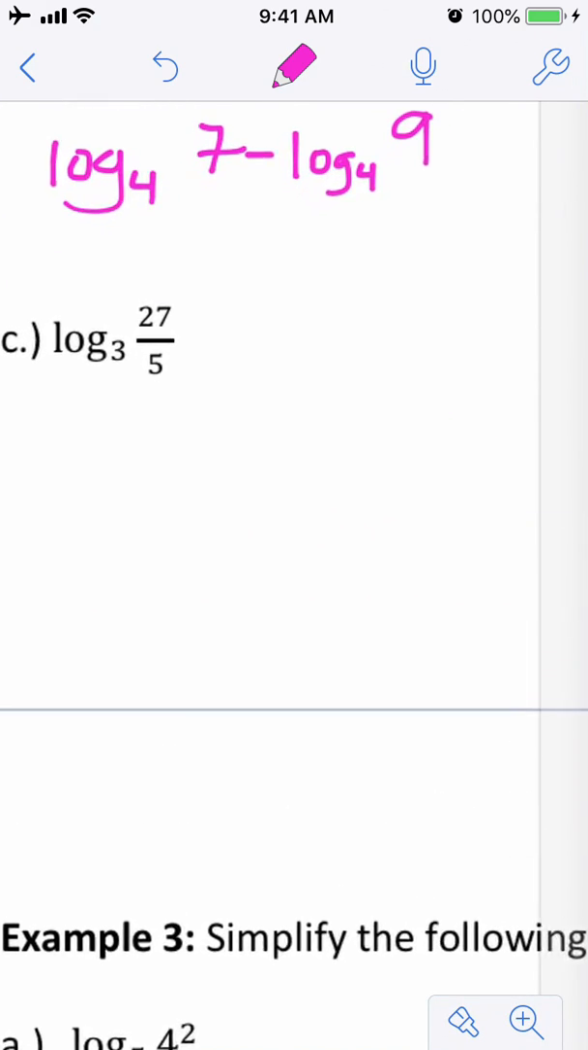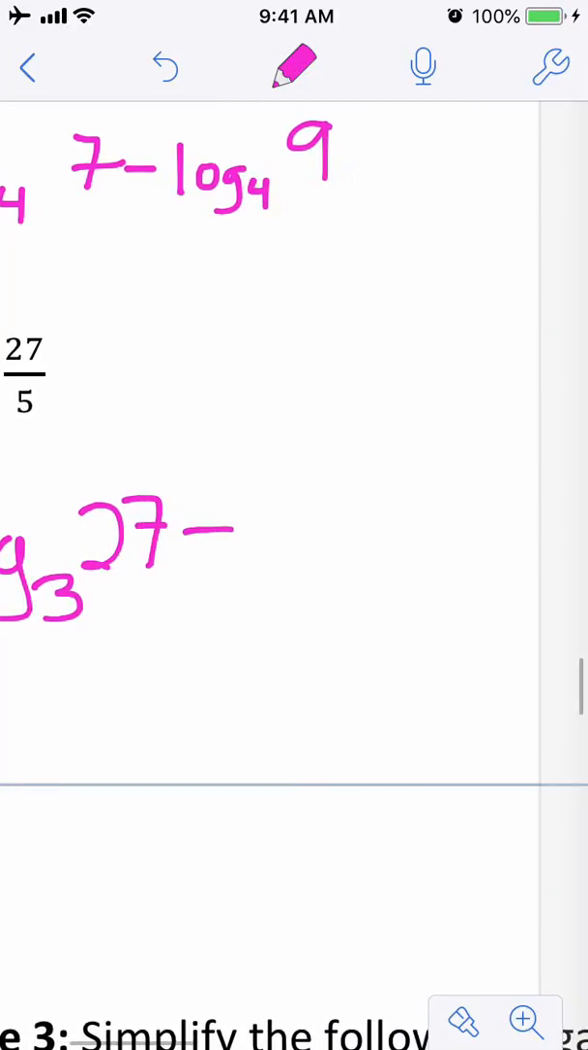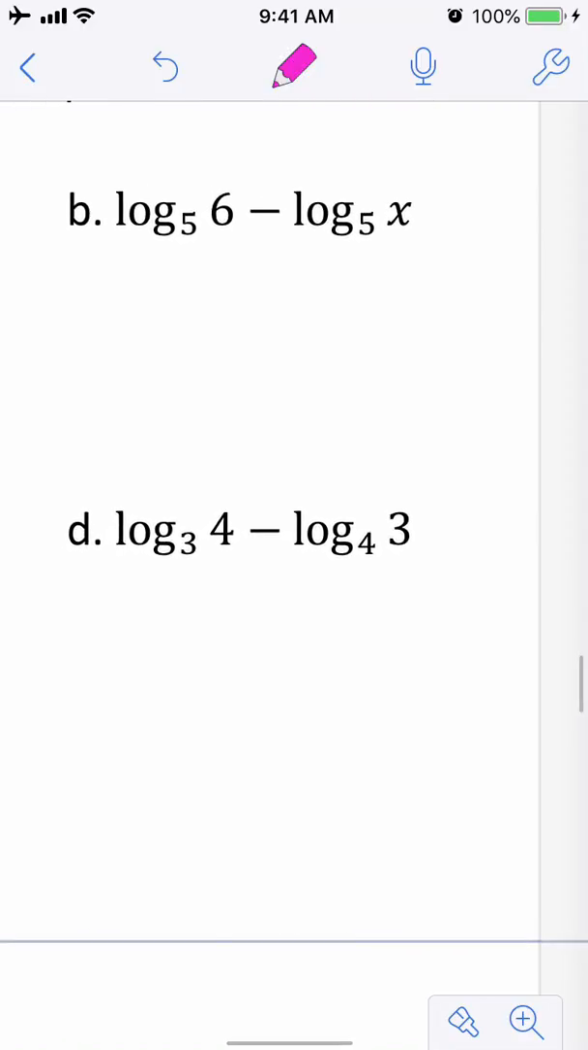I'm just going to try not to tap the screen. So you get log 3 of 27 minus log 3 of 5. Not divided by, not plus, not multiply, not to the power of subtraction, right? Many of you are going to like the quotient rule because it means you don't have to deal with fractions, and I know how much you guys love fractions, so I'm sorry to disappoint you, but you can get rid of them. Okay.